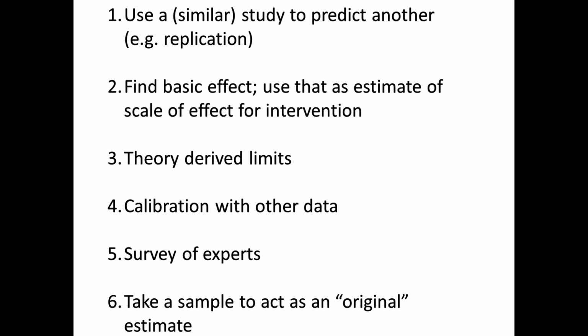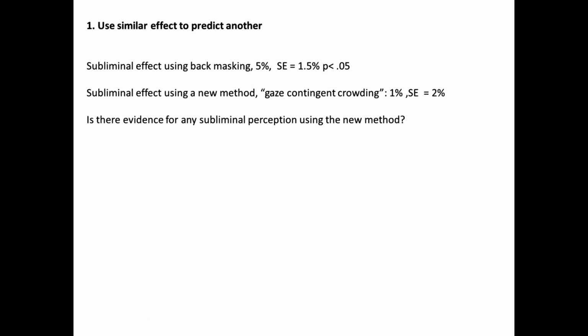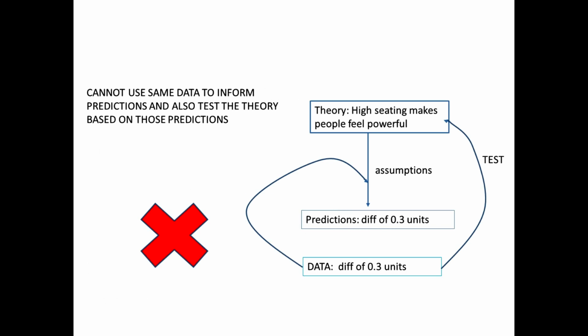and I'll talk about them. Use a similar study to predict another, like in a replication. Well, that's what I went through with the very first one. So maybe I'll skip over that because we've been through that. But I do want to say one thing: that there is one way you can cheat with Bayes that is surprisingly tempting to do.